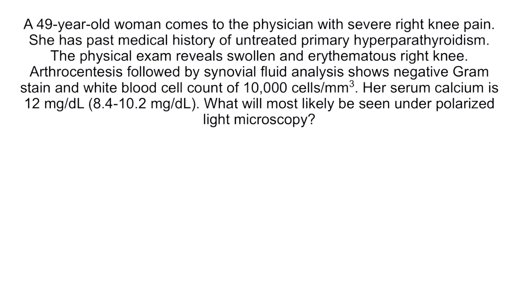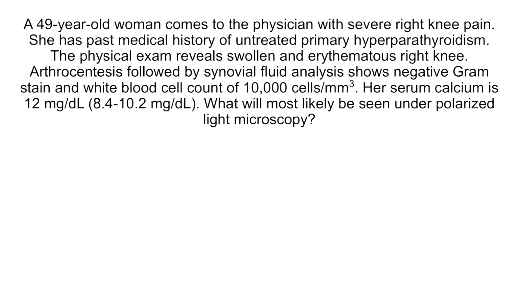A 49-year-old woman comes to the physician with severe right knee pain. She has a past medical history of untreated primary hyperparathyroidism. The physical exam reveals a swollen and erythematous right knee. Arthrocentesis, followed by synovial fluid analysis, shows negative gram stain and white blood cell count of 10,000 cells. Her serum calcium is 12. What would most likely be seen under polarized light microscopy?